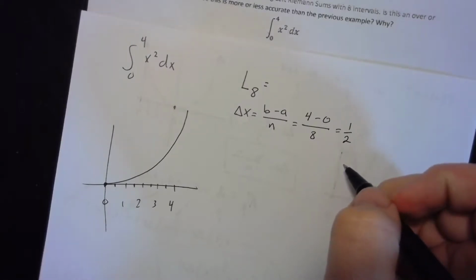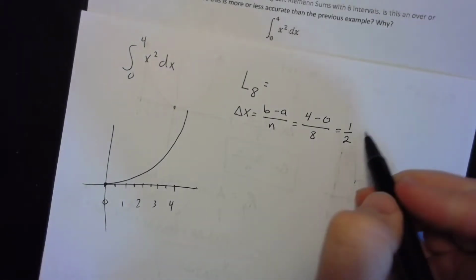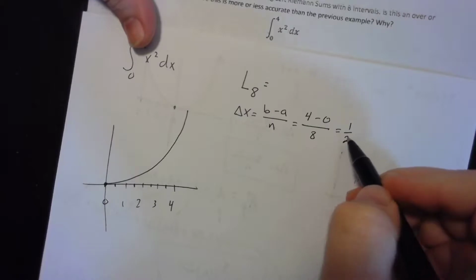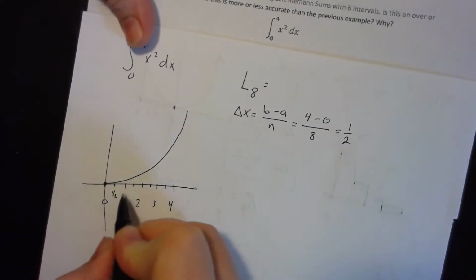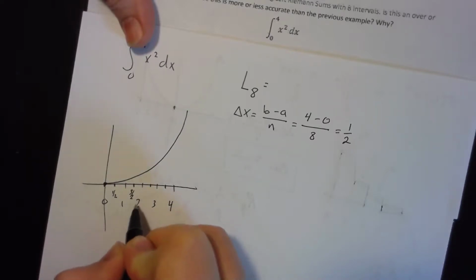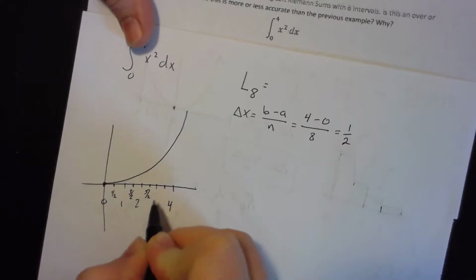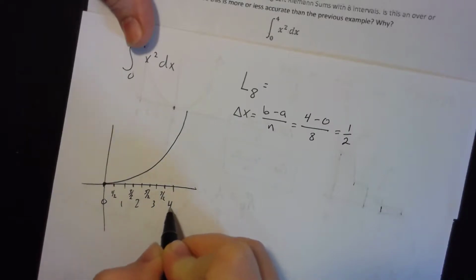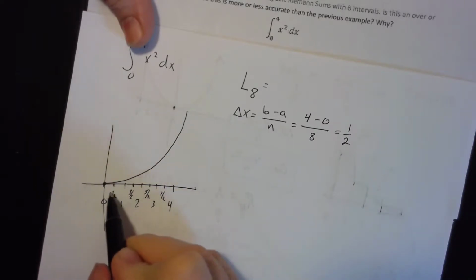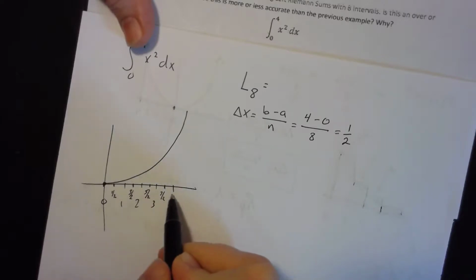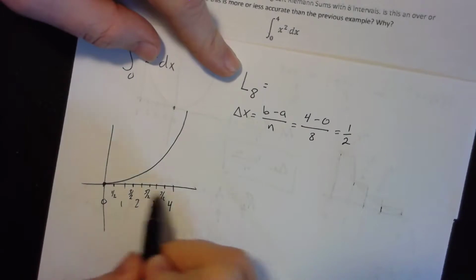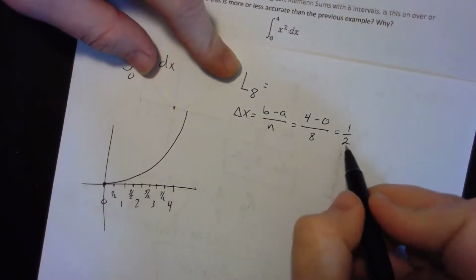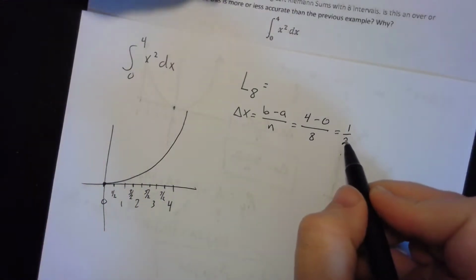So that means that every new interval will start 1/2 unit away. So I'm going to start at 0, then my next value is 1/2, then my next value is 1/2 plus 1/2, which is 1. Then I'm going to have 3 halves, 2, 5 halves, 3, 7 halves, and then finally 8 halves, which is 4. So these are all of the values of the endpoints of 8 intervals going from 0 to 4. So again, our delta x is 1/2, and that's going to be important in this particular case.